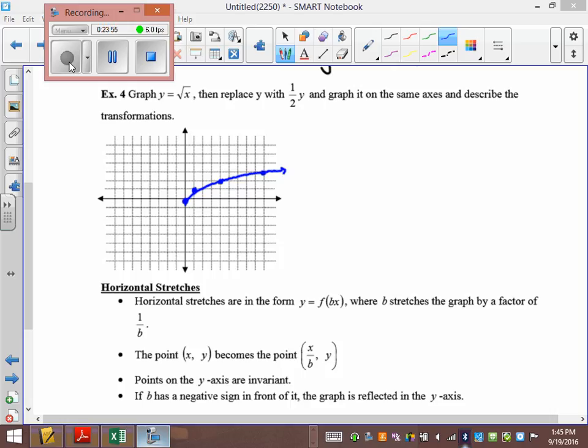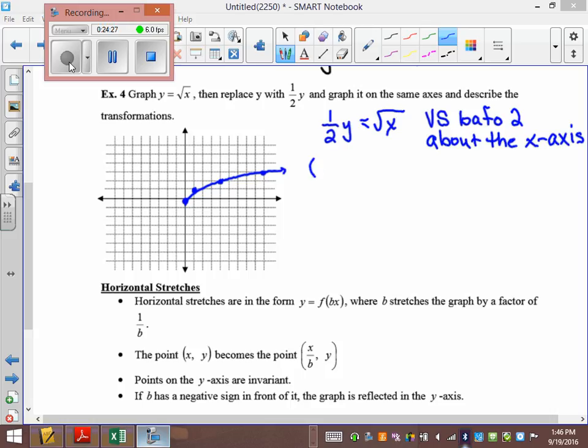So I have the square root of x. Now we're replacing y with 1/2 y. We're going to get 1/2 y equals square root of x. So I have a vertical stretch by a factor of what? Get the y, so I flip it, by a factor of 2. From the x-axis. I know it didn't ask us for this, but it doesn't hurt to write. So my coordinates were x, y. They're going to become x and 2y. So every x is going to stay the same. Every y is going to be multiplied by 2.